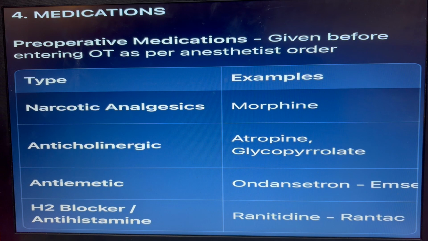Okay, next, pre-op medications are given to prepare the patient for anesthesia and surgery. Narcotics like morphine provide sedation and pain relief, and anticholinergics like atropine dry up secretions so the patient does not choke, and antiemetics prevent vomiting after anesthesia. H2 blockers reduce stomach acid to prevent aspiration pneumonia, and these are usually given 30 to 60 minutes before surgery, either IM or IV.